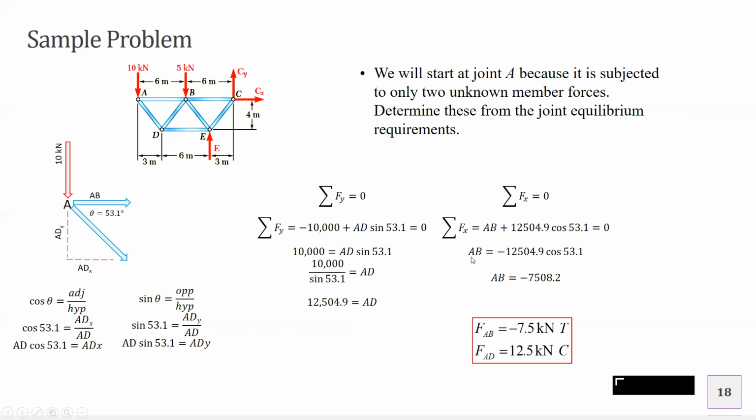So we switch it around, move things around. AB is equal to the negative 12,504.9 cosine 53.1, and that comes out as a negative 7,508.2. So now we have a negative. Notice that this one is going to be a negative 7.5 kilonewtons. So this is under tension.